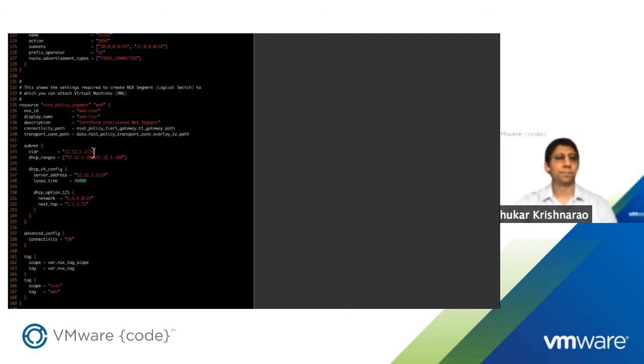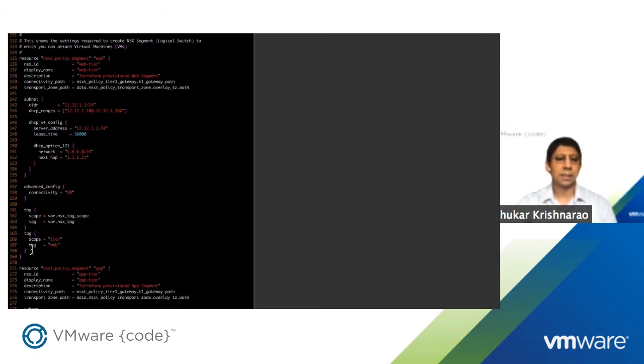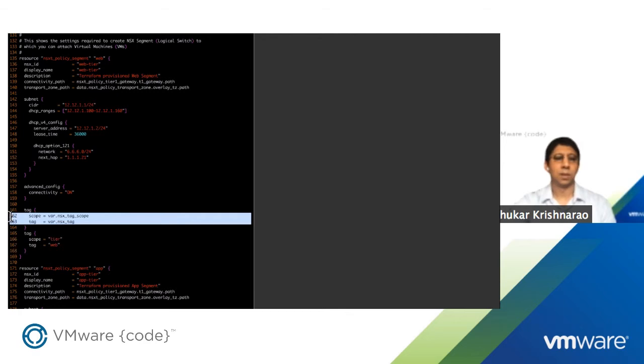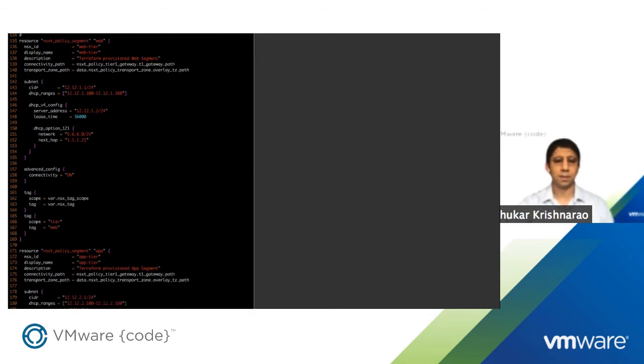This is my subnet information for this segment, nothing special about it. Advanced configuration, I want to make sure the segment is connected the moment I create it. And I also explicitly tag, you can have multiple tags on this object. So I'm explicitly tagging this as a web tier, whereas I'm also using the default Terraform tag for the object. Again, this is to just showcase that you can use the tag object multiple times.